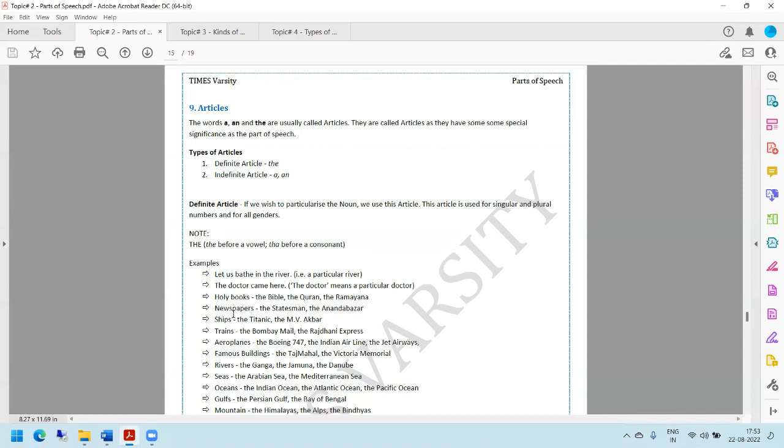Okay. Similarly, the is used before the holy books. So when we say Quran, it should not be only Quran, it should be the Quran.